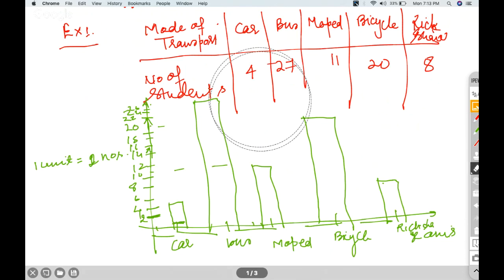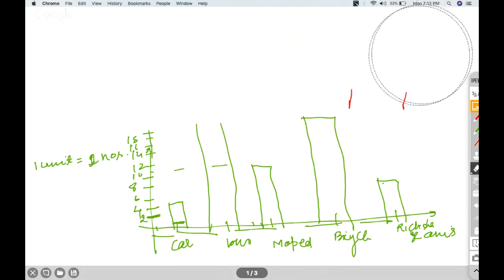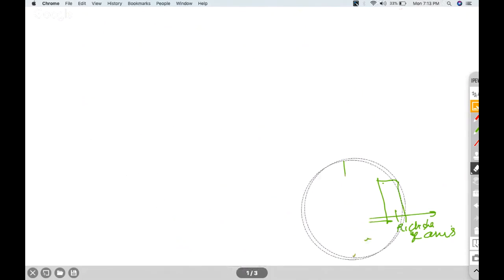So once I have done the bar graph, from the bar graph topic, solve one question. Open your R.S. Agarwal book, take a question from the bar graph topic and try to solve it.